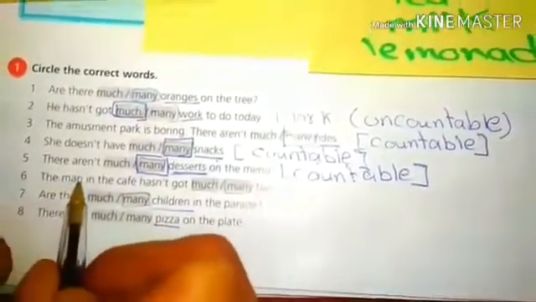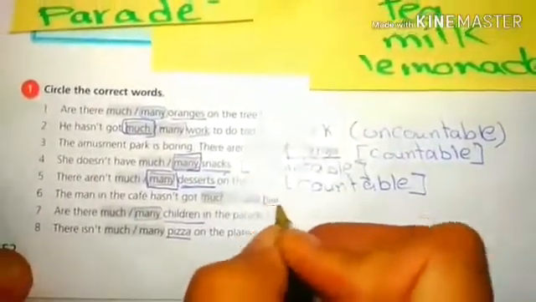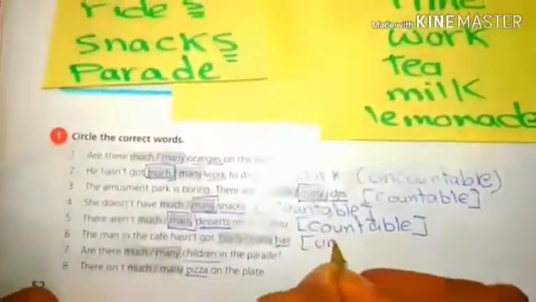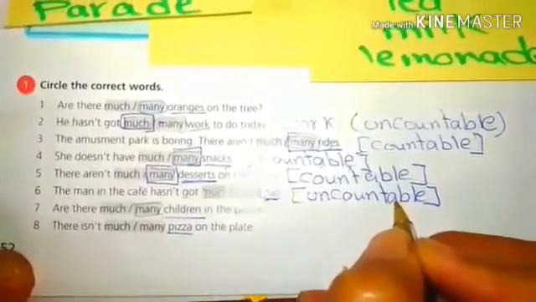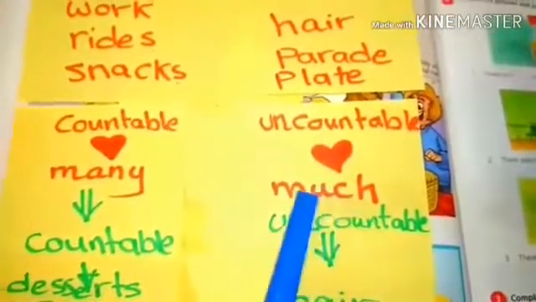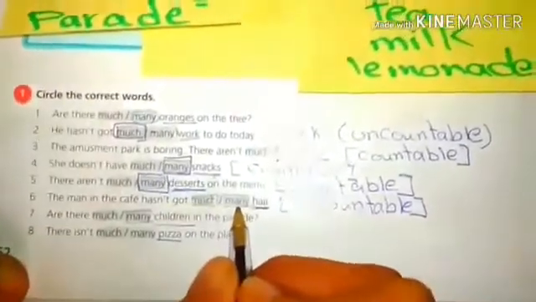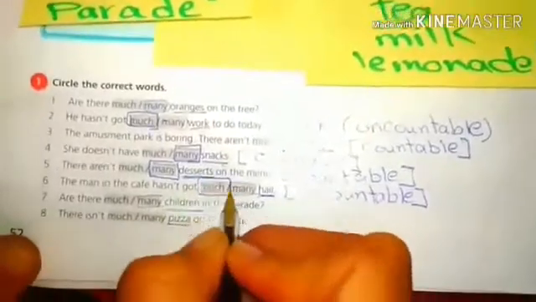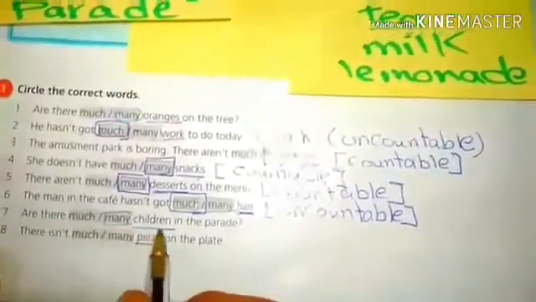Number 6, the man in the cafe hasn't got much or many hair. The noun here is hair. Hair is uncountable. And the uncountable noun loves much. So, the man in the cafe hasn't got much hair.